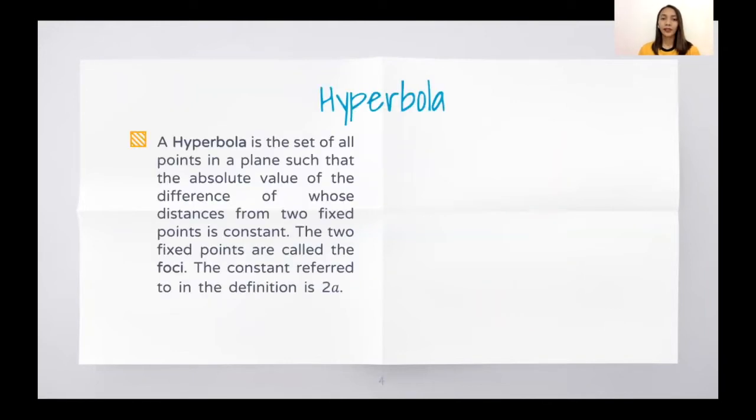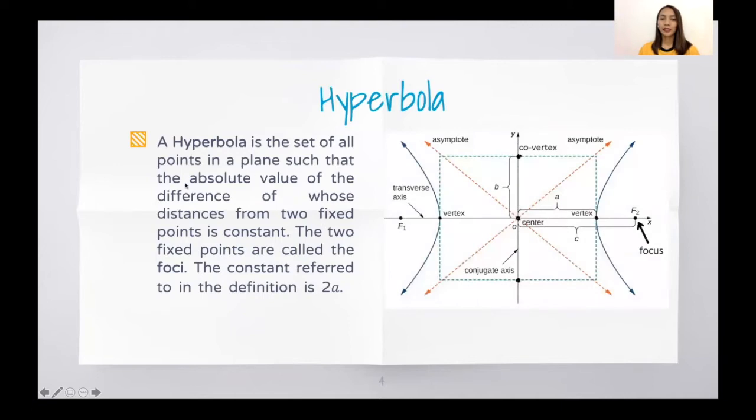So when you say hyperbola, it is the set of all points in a plane such that the absolute value of the difference of whose distances from two fixed points is constant. The two fixed points are called the foci. The constant referred to in the definition is 2a. So just like ellipse, since there are two branches or two curves in hyperbola, there are also two foci. Foci is the plural form of focus. So there are two foci in hyperbola.